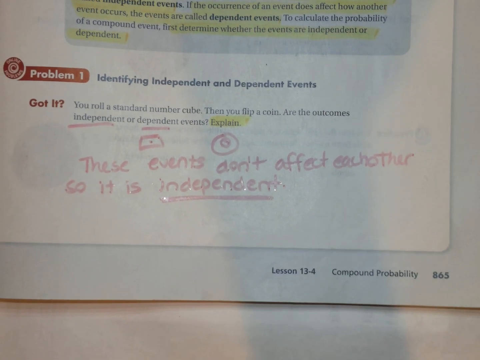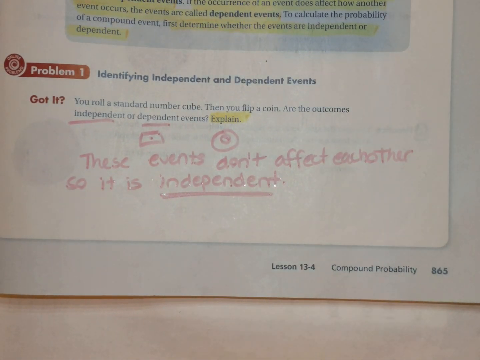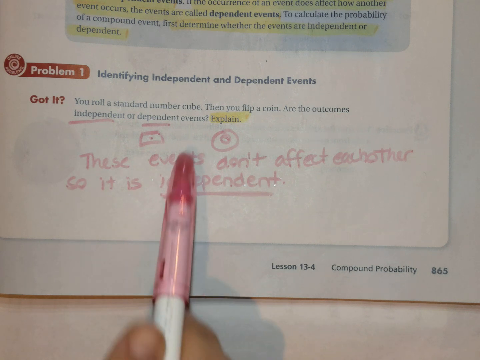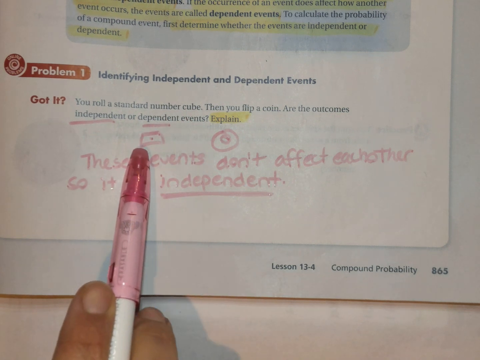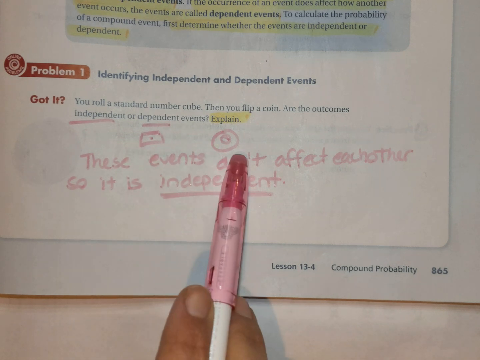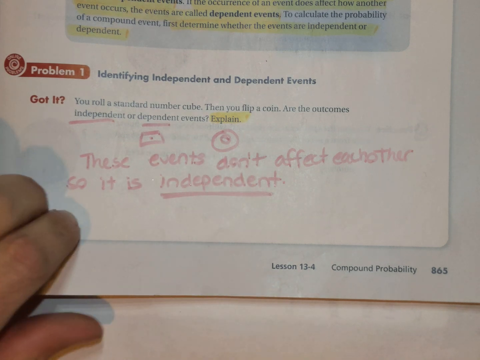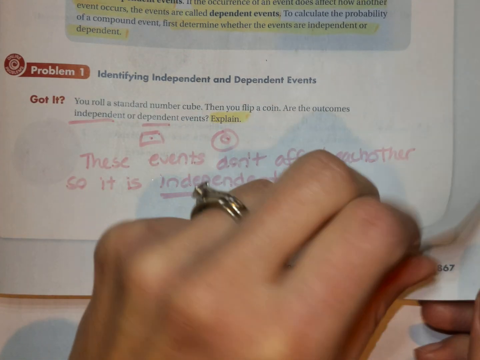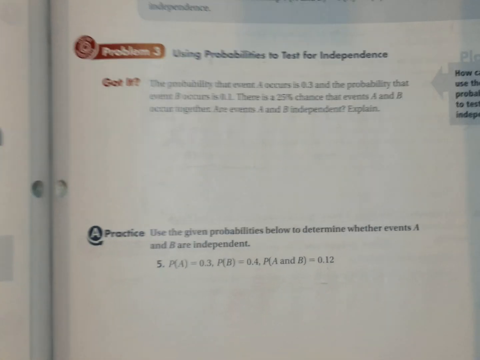Okay. So these events don't affect each other, so it's independent. It doesn't matter what I get when I roll the cube. I might get a 1. It's not going to have any impact on flipping the coin. Okay. Let's do some more examples. So the more we do it, the more it'll make sense.